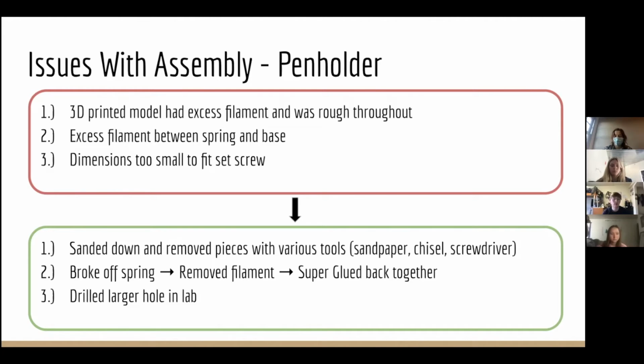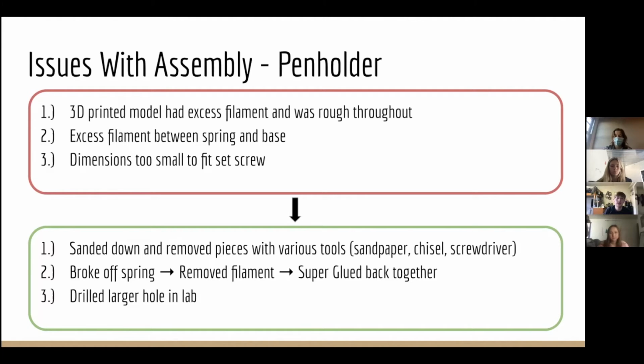The next, much bigger problem that we had in the lab was that there was filament between the spring and the base that needed to be removed. As you can see, we had to actually break off the spring, then remove the filament, and then super glue it back together. Luckily, Miguel had super glue on hand, so we were able to do this, but it was not ideal. We perhaps could have avoided this by printing it differently, but we didn't have a ton of options, so this is the route we had to go by.